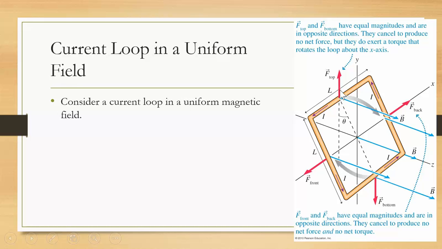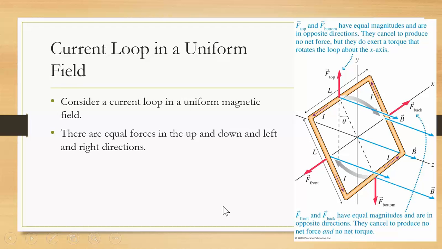What you'll find is the force goes up and down and left and right. So these are equal forces in the up and down direction and equal forces in the left and right direction. So the net force on this loop is 0. Looking at the sum of forces, this loop should not be changing, should not be accelerating.